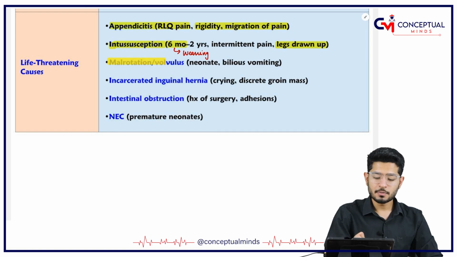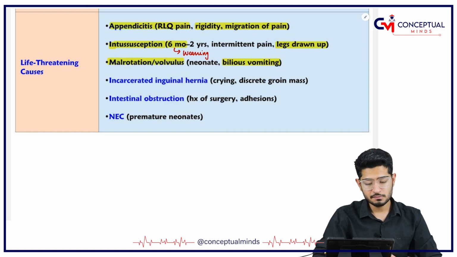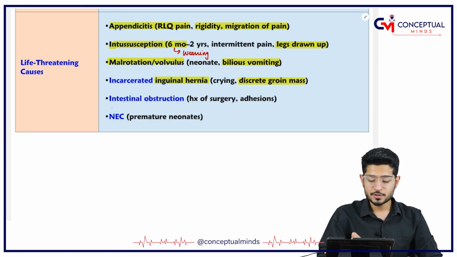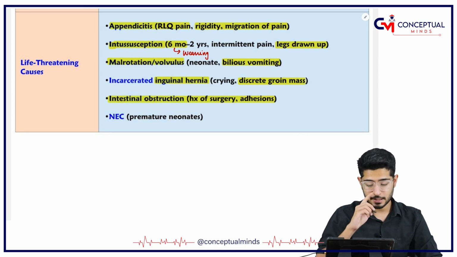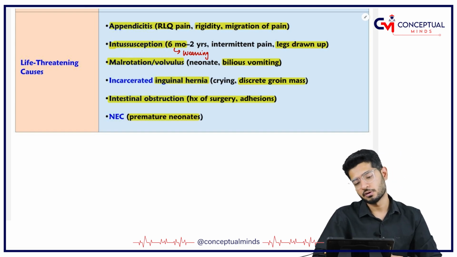In volvulus or in malrotation, the neonate is going to present with bilious vomiting. This is important. Then if you have an inguinal hernia, you are definitely going to have a discrete groin mass. In intestinal obstruction, there will be a history of some surgery or some adhesions. And in necrotizing enterocolitis, the premature neonate is an important risk factor.